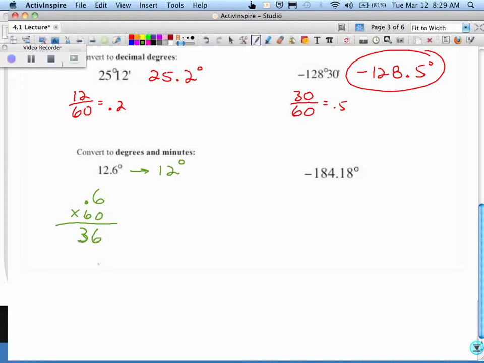0.18 of a degree. So I can say 60 times 0.18. What do you get there? I get 10.8. So I have negative 184 degrees and 10 minutes. I still have 80% of a minute. What represents 80% of a minute? So I can take my 60 times 0.8, and what do you get here? So that's 48 seconds.